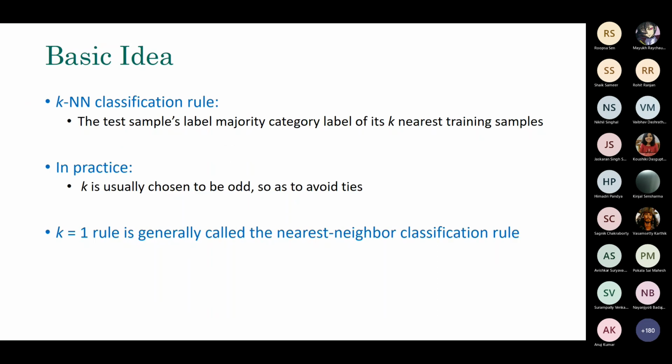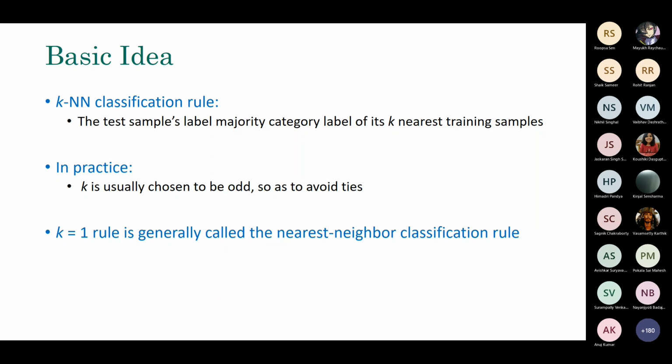Okay. So the basic idea of this rule is that the test sample's label is the majority category label of its k nearest training samples. So if you have k nearest training samples, from these samples you see which category is in the majority, and then that is going to be the label for the test sample.